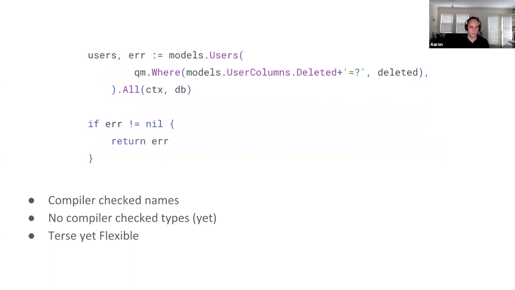And this code is a lot more terse, but it's also flexible. A lot more terse than the standard library version anyway. We're doing one logical thing here. We look up some users. We handle the error one time. So I think this is a big improvement.